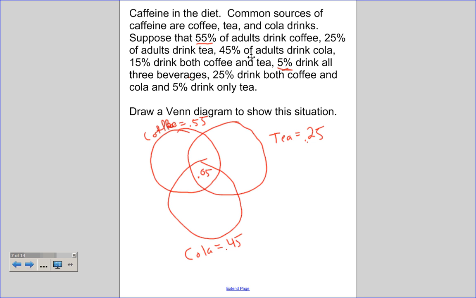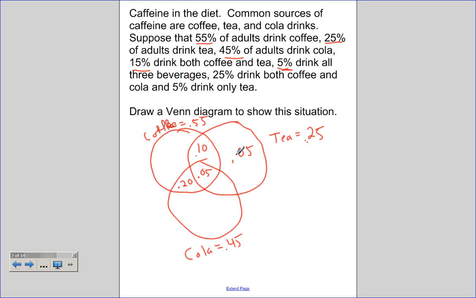15% drink both coffee and tea. Coffee and tea will be this entire football-shaped thing here. Now 5% lies here, so 0.10 will have to lie in that section. So we have all of these taken care of. Now 25% drink both coffee and cola. So coffee and cola, that's this football shape here. If that's 25%, then 0.2 is going to be in that section. Now it says 5% drink only tea. So that's 5% over here.